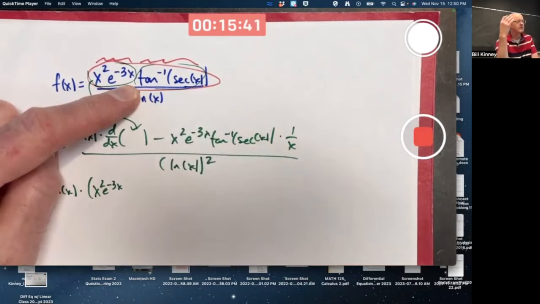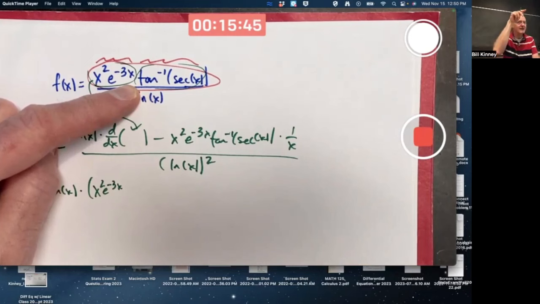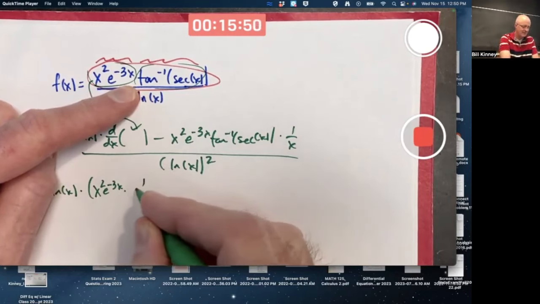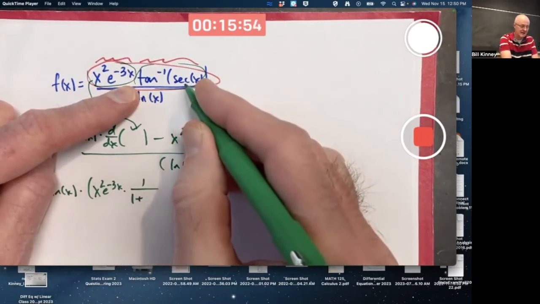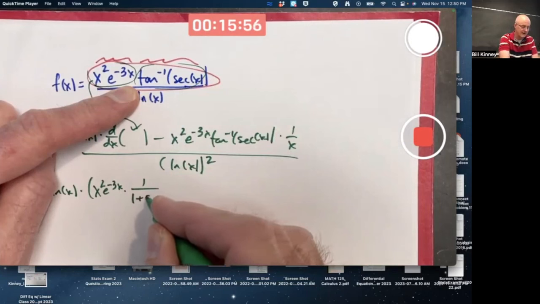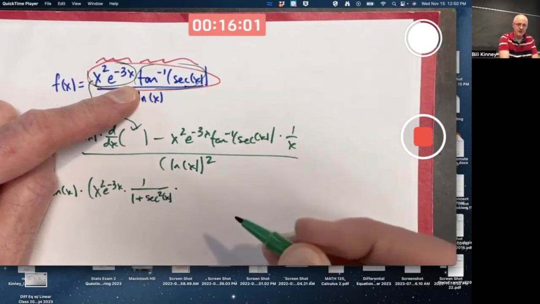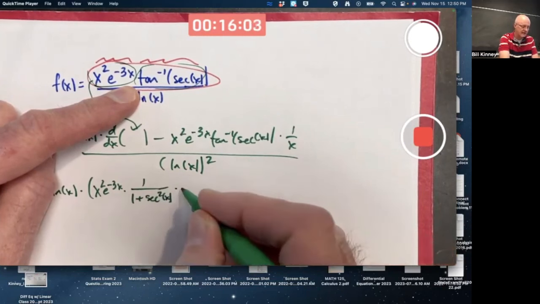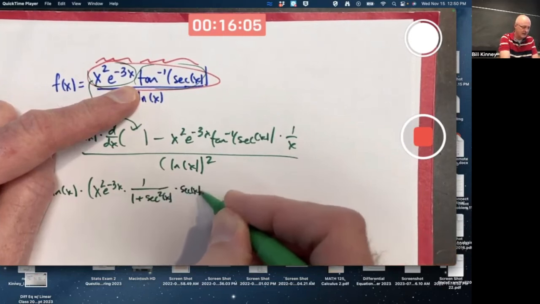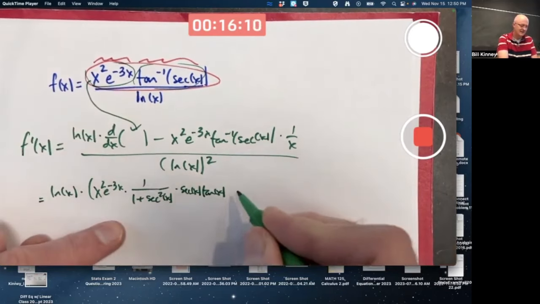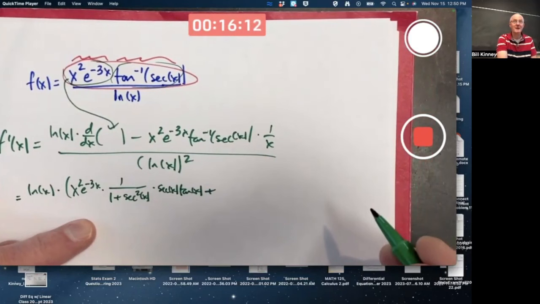I remember the derivative of inverse tangent of x is 1 over 1 plus x squared. So I start to write that. But then the x squared has to get replaced with whatever's inside the parentheses, which is secant of x. So I could write secant squared x times the derivative of that inside function. The derivative of secant of x is secant of x times tangent of x.